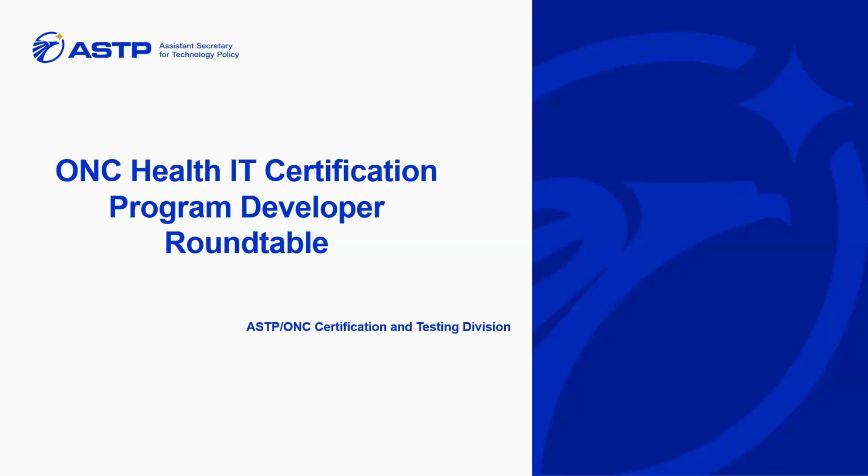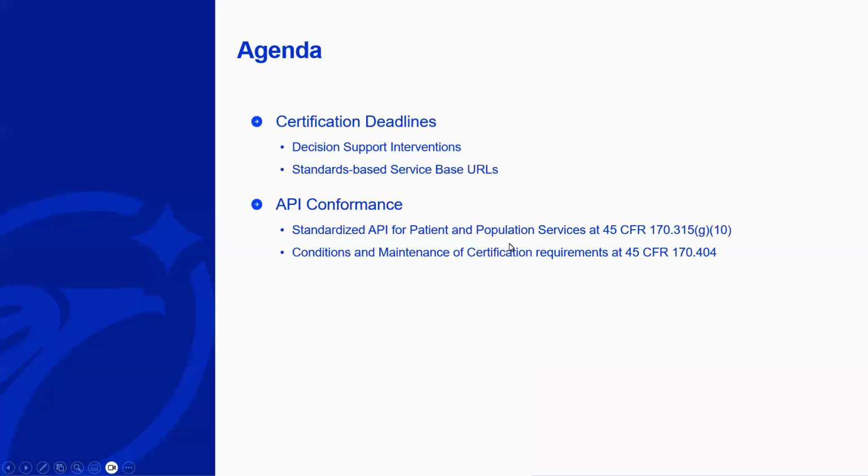If you go to the next slide, we'll talk to the agenda. We've got a couple of deep dives that we're going to take here, primarily focused on conformance with the certification program's standardized API for patient and population services requirements and associated conditions and maintenance of certification requirements. We also will highlight a few end-of-year deadlines to be cognizant of.